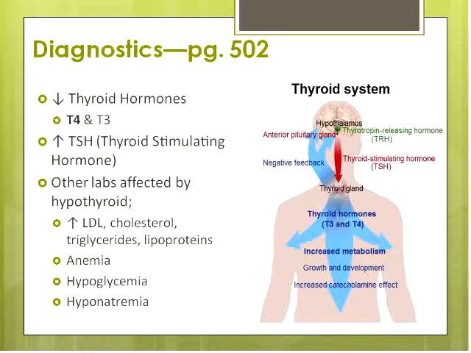Now you have to remember that with hypothyroid, everything seems to slow down, and you would see anemia, potentially hypoglycemia, and hyponatremia.